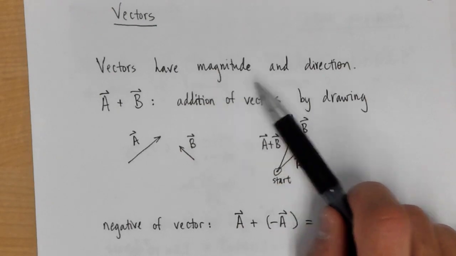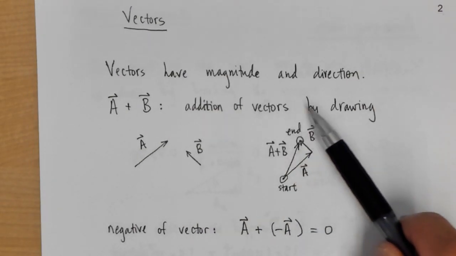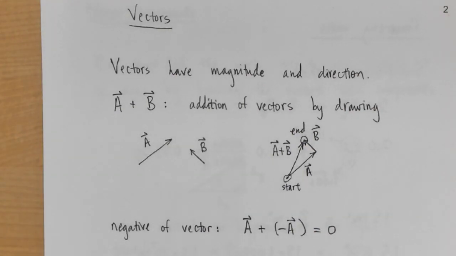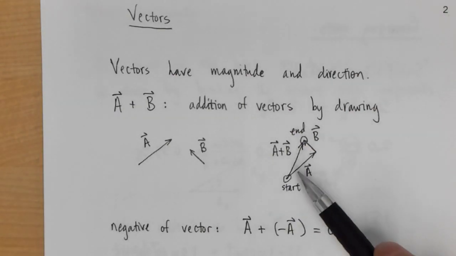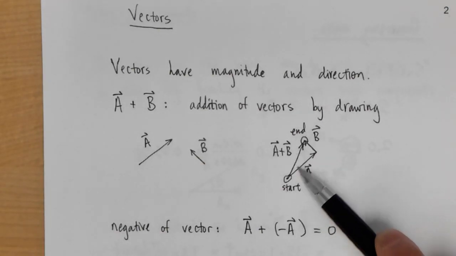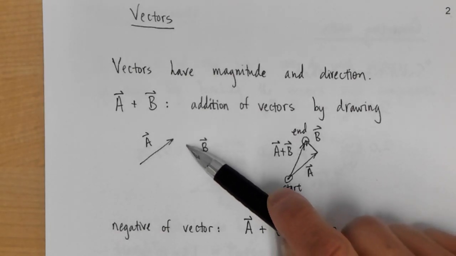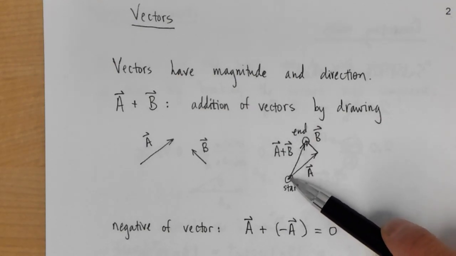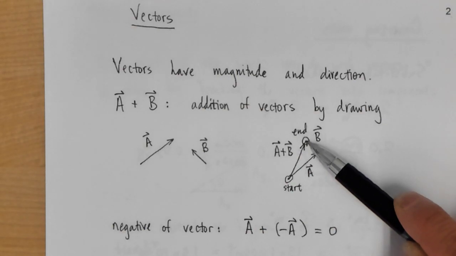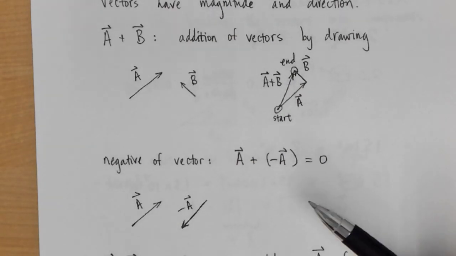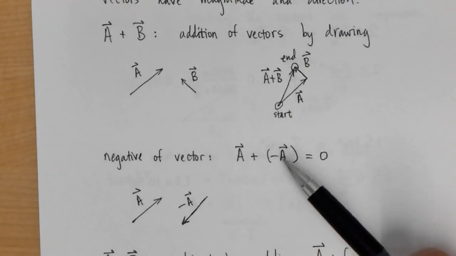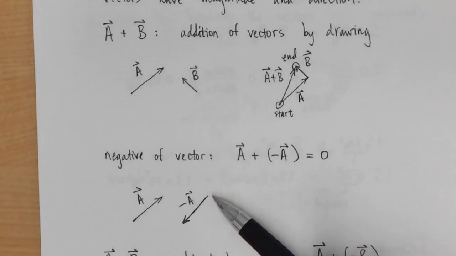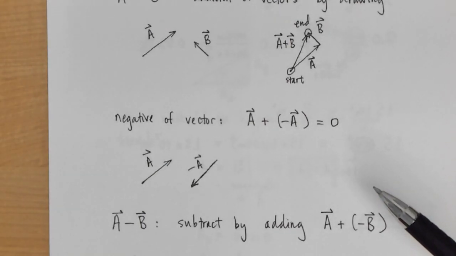Okay, vectors have magnitude and direction. A plus B, the addition of vectors by drawing. So let's say A looks like this, B looks like that. Then we take the first vector, A, we start from here, draw the first vector, and then we draw the second vector, B, starting from the end of A. And then if we go from the very start to the very end, that's the addition A plus B. The negative of a vector is the thing you add to A to get 0. You just basically reverse the arrow, with the same length.